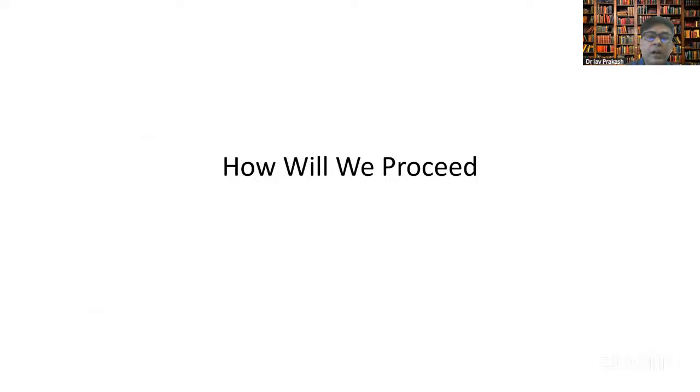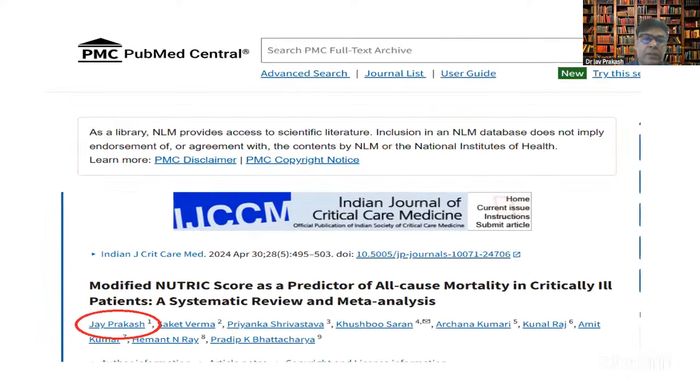So how will we proceed? Suppose you are reading a lot of literature with conflicting results and want to synthesize them, and you feel you should work on that. First, how will you make a research question? Giving an example, this is a published paper: modified NUTRIC score as a predictor of all-cause mortality in critically ill patients. We wanted to see this because nutrition is very important in the ICU. So what is the role of the NUTRIC score in the ICU?